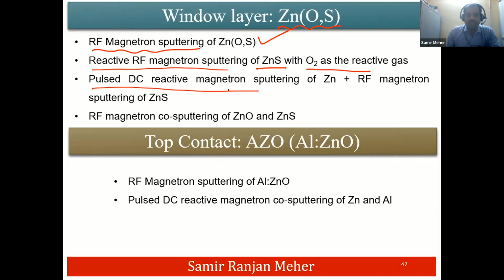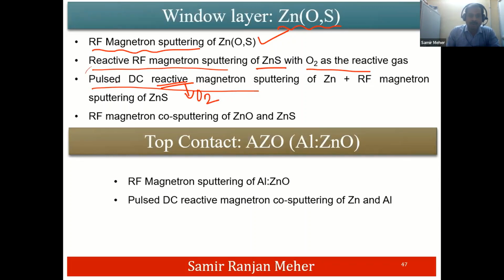Another way is to go for the pulsed DC reactive magnetron sputtering of zinc plus RF magnetron sputtering of zinc sulfide. So here the reactive gas is oxygen. We have chosen pulsed because it will poison the target. It will become a zinc oxide insulating layer.